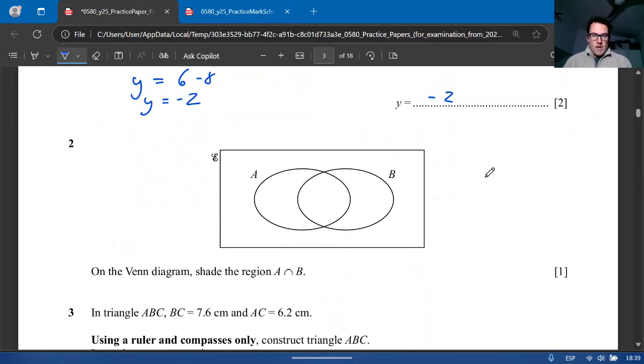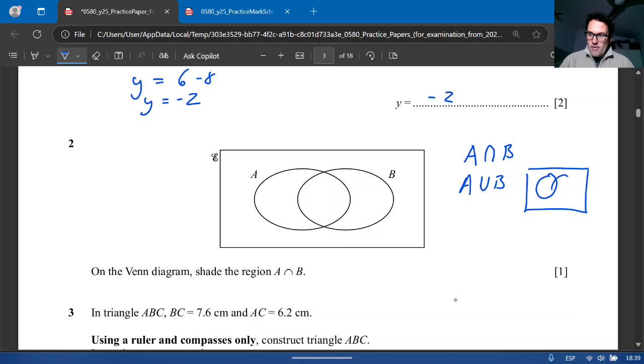Question 2 is very early for a Venn diagram question in a paper. Let's go. Shade the region A intersect with B. Remember, there are different things there. There's A intersect with B, and there's A union with B. Now, union, of course, would mean everything in A, everything in B.